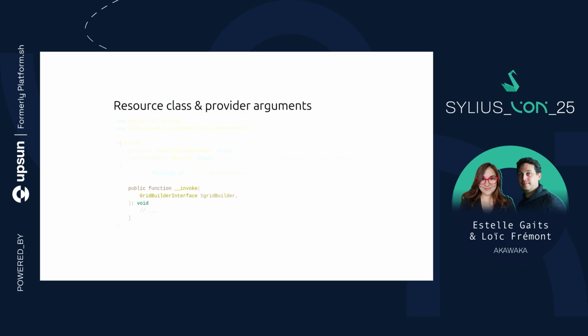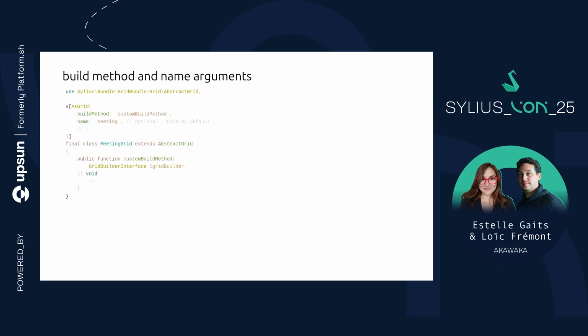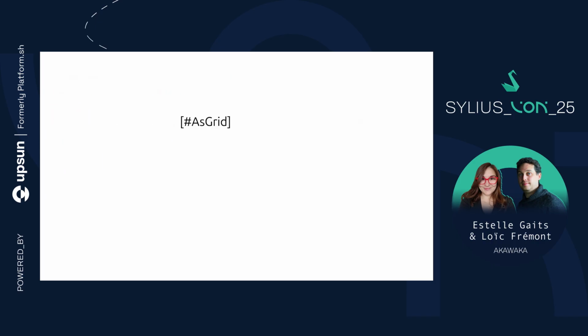But if you don't like it for some reason, you can still use the build grid method. It works behind the scenes, or you can define your own custom build method with the build method argument up there, right? And one last thing you can do is to change the name of your grid. So here it's meeting, and if you don't, because that's optional, it will just use the fully qualified class name. So I think that's everything you need to know about AsGrid.